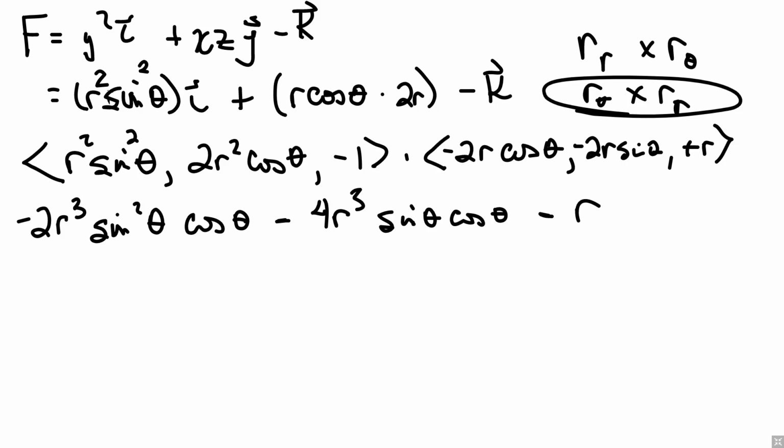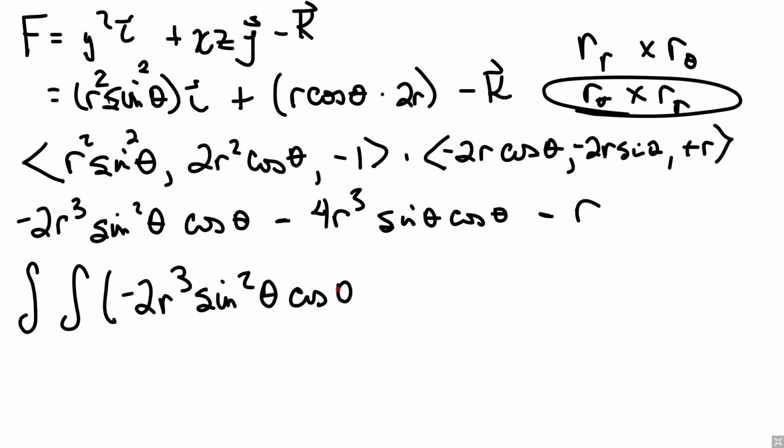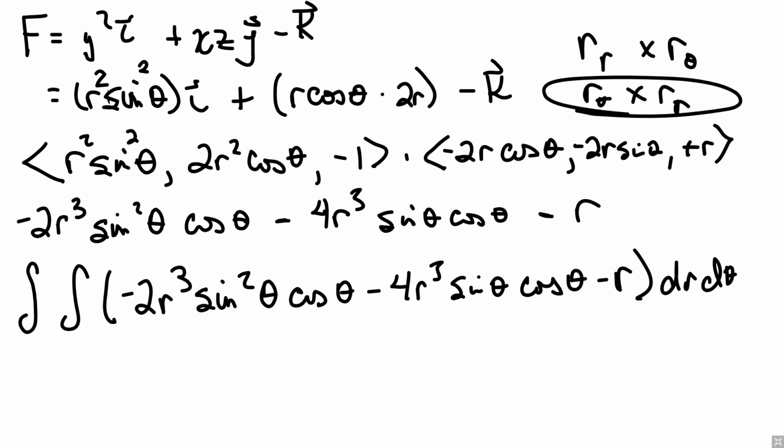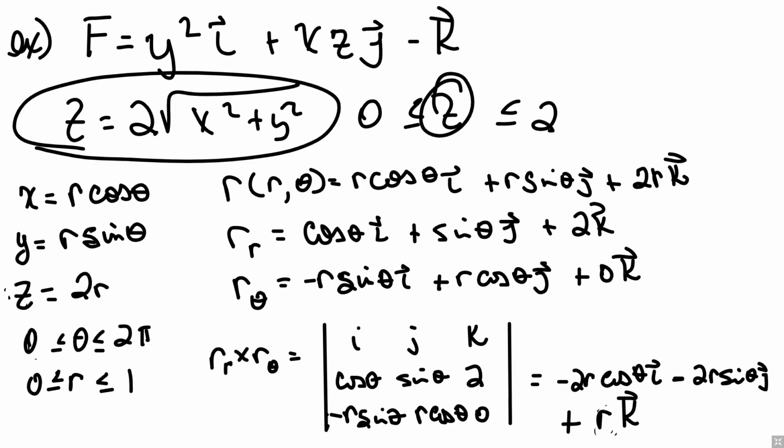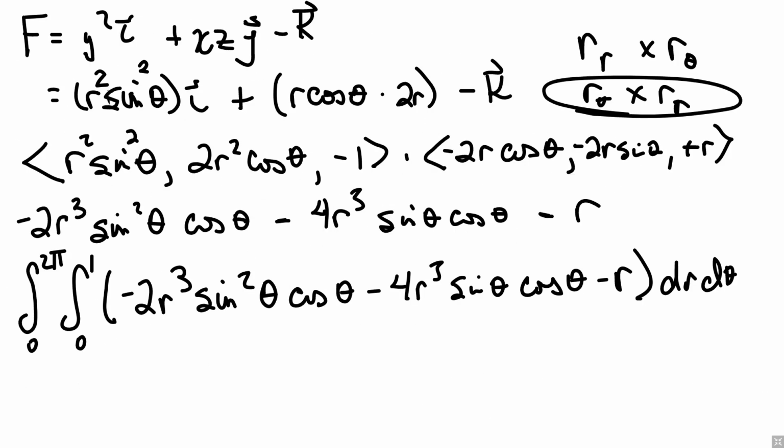Okay, so I'm going to do the double integral of -2r cubed sine squared theta cosine theta minus 4r cubed sine theta cosine theta minus r, and we're going to integrate with respect to dr d theta, from 0 to 1 and 0 to 2 pi. Because we said that r was bounded between 0 and 1, and theta was bounded between 0 and 2 pi.